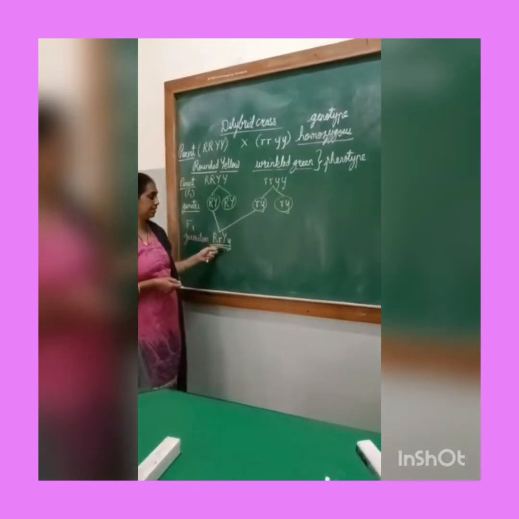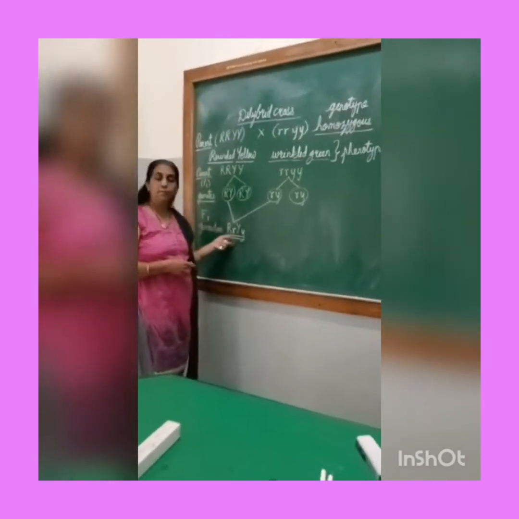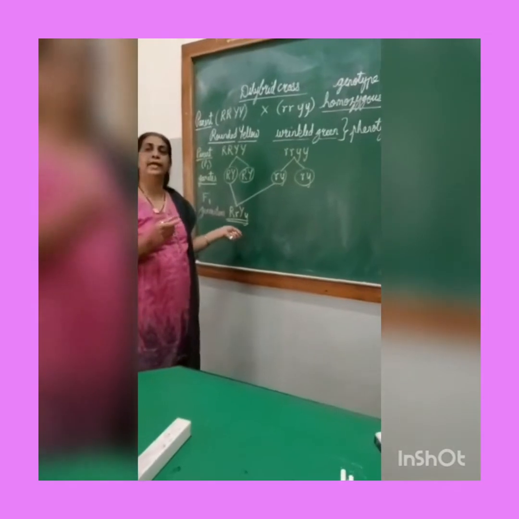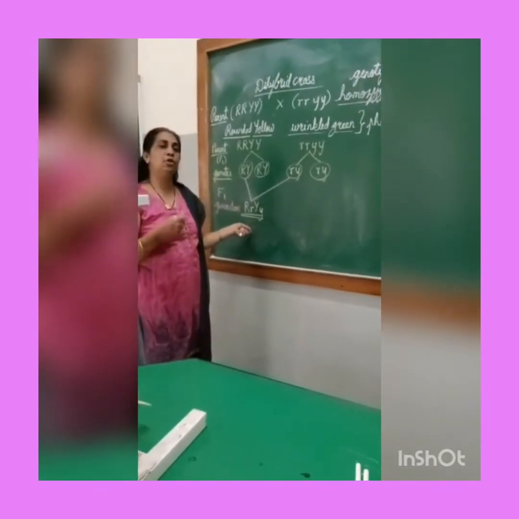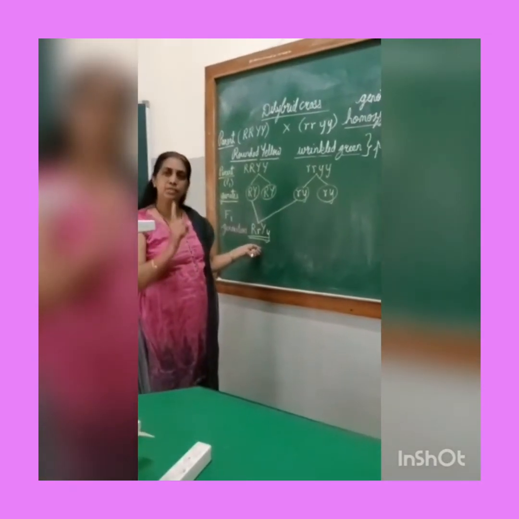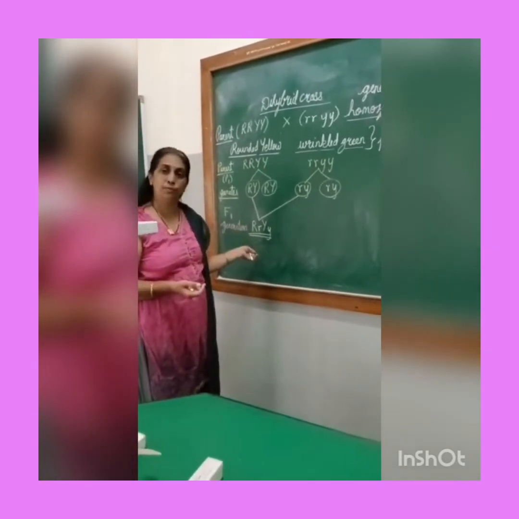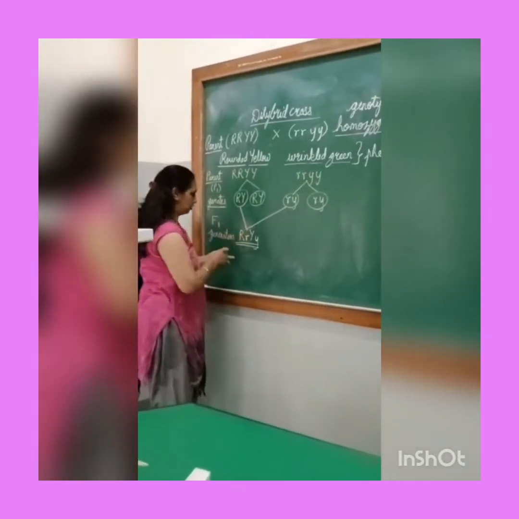It is heterozygous, that is both the genes are present, but both cannot be expressed. That is, the seed cannot be both rounded as well as wrinkled. It cannot be yellow and green. It has to be any one. So which is the dominant character that is going to be expressed. Okay, so that also we will see.